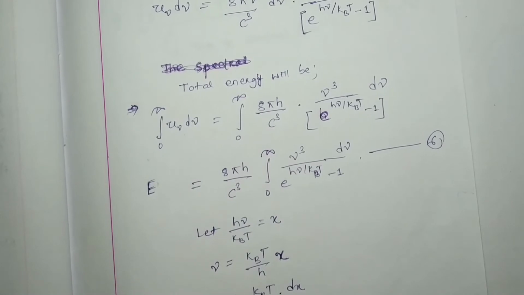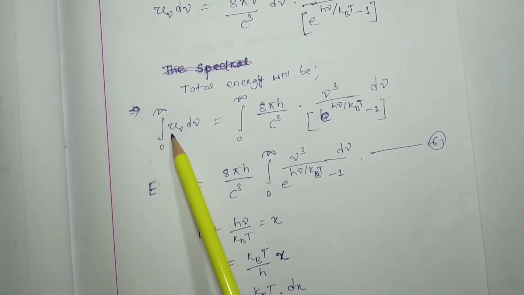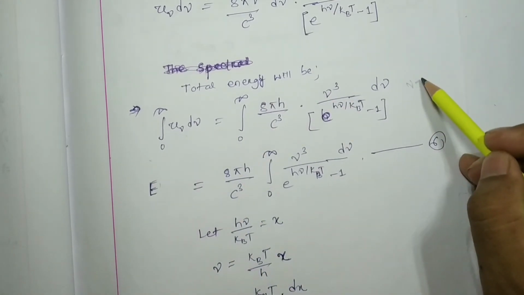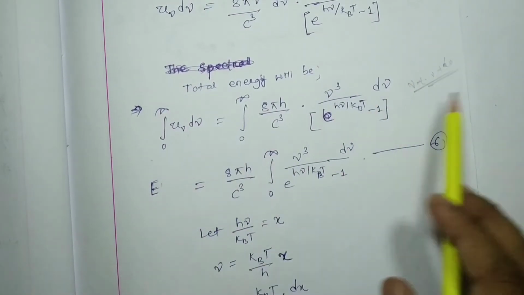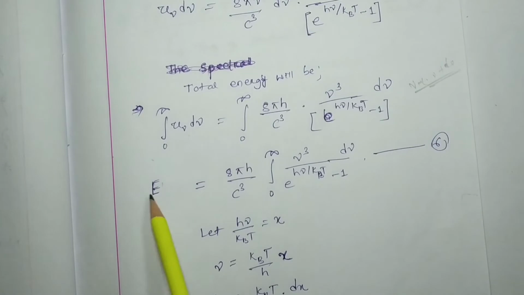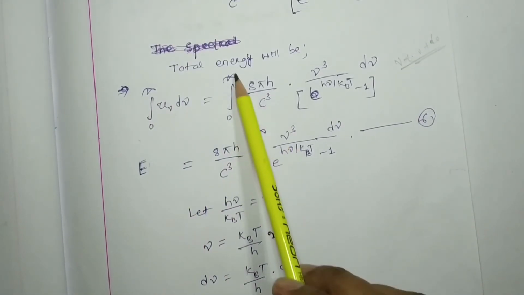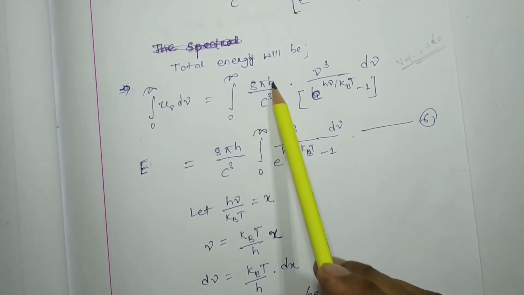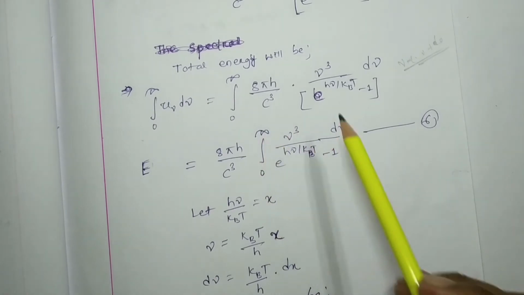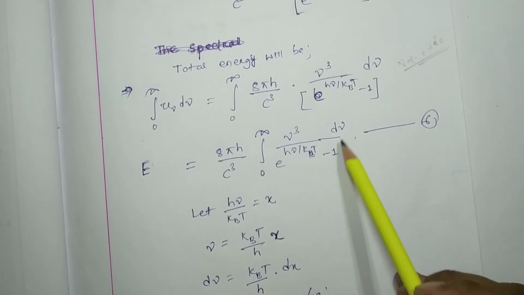So here total energy density, okay, because u(ν) represents the total energy density in the frequency range ν to ν plus dν. So if we are going to consider the whole range of frequencies, this will be the total energy density, and it will be integrating over 0 to infinity considering all the frequency range. So 8π h by c³ taken outside, 0 to infinity, ν³ by e to the power hν by kBT minus 1 into dν.